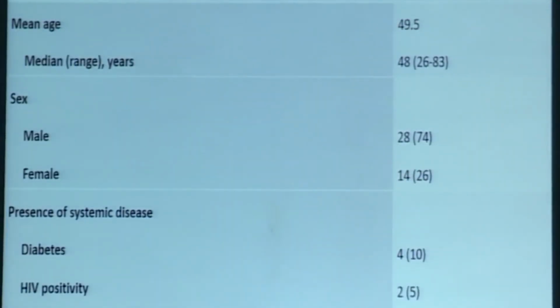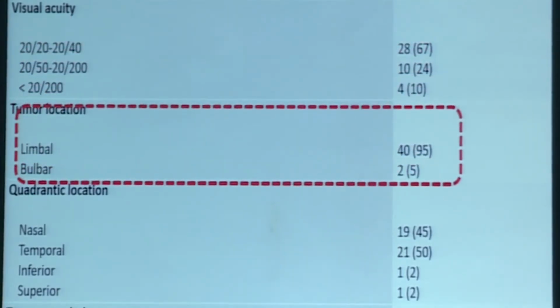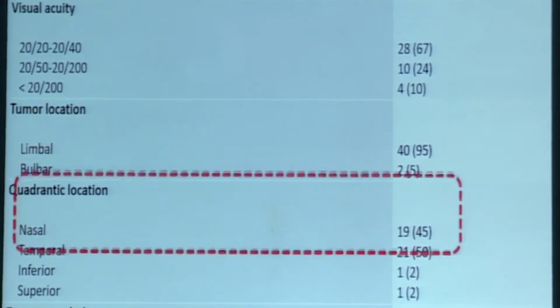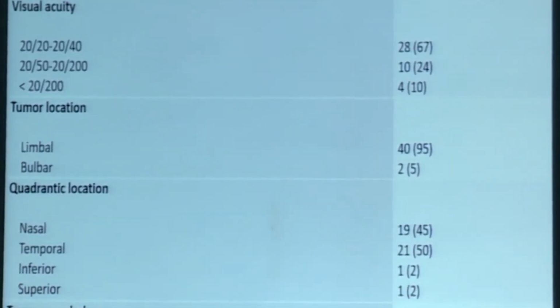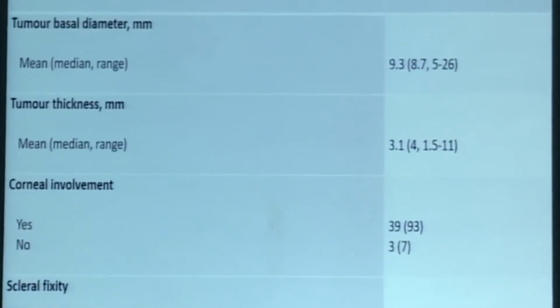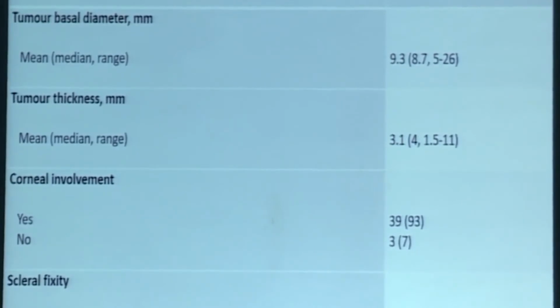Results: the mean age of the patients in this series was 49, the majority were males, and only 2 patients were positive for HIV. The visual acuity was better than 20/40 in 67% of the patients. About 95% of the patients had tumor location in the limbal area, 95% in the nasal or temporal bulbar area, and 88% were nodular in morphology. The preoperative mean tumor basal diameter was 9.3 mm. The mean tumor thickness was 3.1 mm.